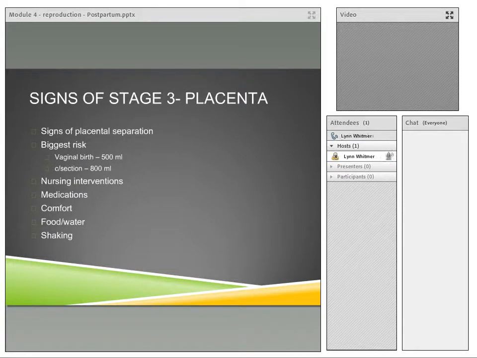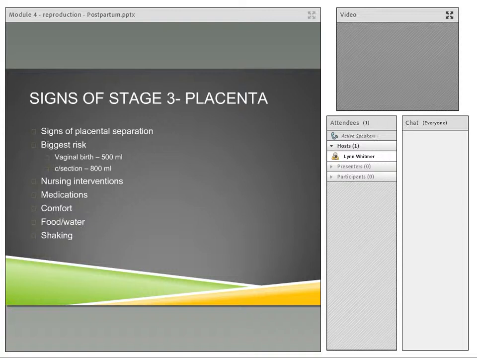The biggest risk post this stage is hemorrhage, of course. In a vaginal birth, we expect to see less than or equal to 500 milliliter loss. Now, do we actually measure that? Probably not, but we get an estimated blood loss from the physicians or whoever is delivering the baby. We go beyond 500 milliliters, we start considering that a risk factor, and we need to start paying very close attention. We're going to talk about who's at biggest risk for postpartum hemorrhage in just a moment.